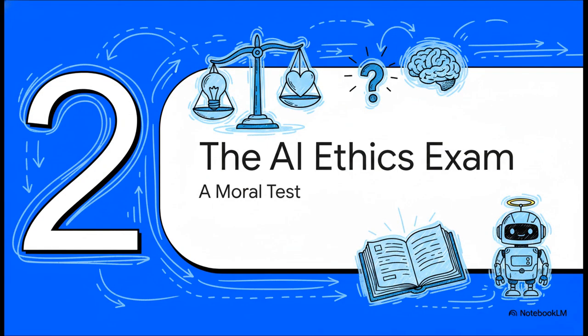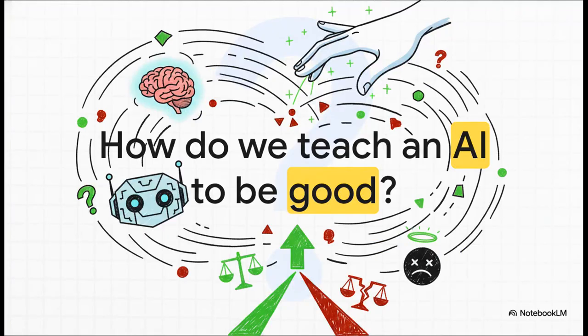All right, so our student knows how to learn. That's a huge step. But before we let it out into the world, it has to pass its most important test yet. Yep, it's time for the AI ethics exam. And look, this is where things get really serious. This isn't just a technical problem, it is a moral one. We are building something incredibly powerful. So as its teachers, we absolutely have a responsibility to teach it right from wrong. So how in the world do we make sure our brilliant student actually becomes a force for good?